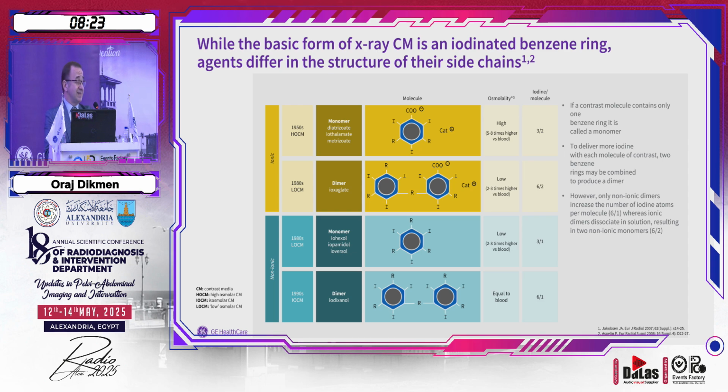So since the 1990s, iodixanol VisiPack, or iodixanol, which is the active ingredient of VisiPack, has been the only isoosmolar contrast media to be available on the market globally.